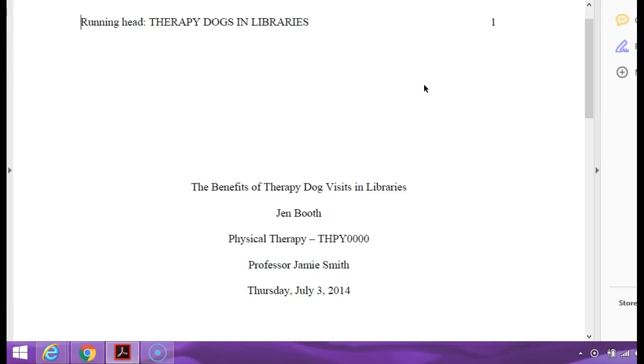So this is an example of what your title page for your formal research essay should look like. This page is done in what we call APA style. There is something at the top, beginning on the left-hand side of the page, called a running head, which means that should be a shortened version of your title, and you need to have that on every page.